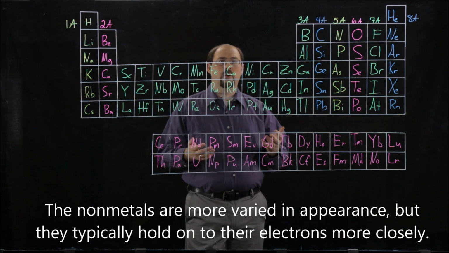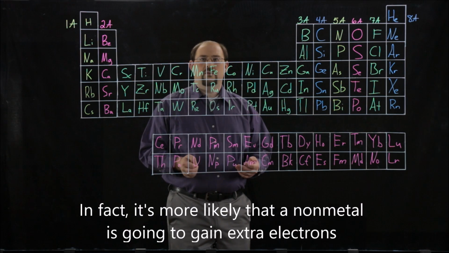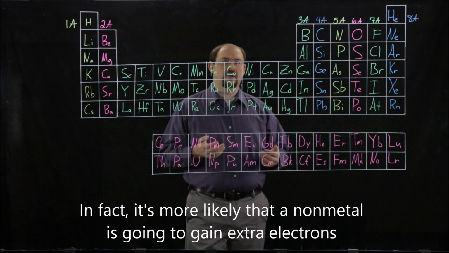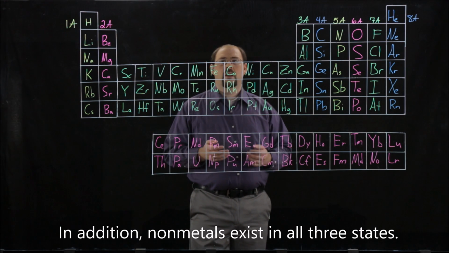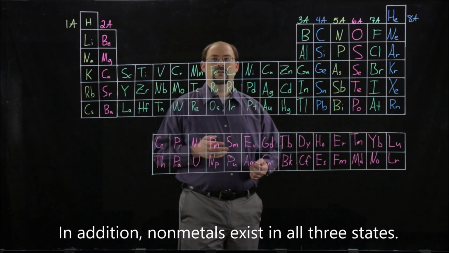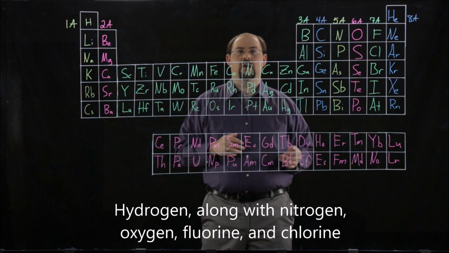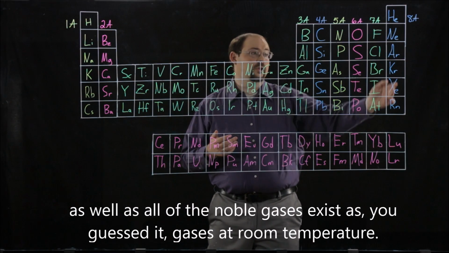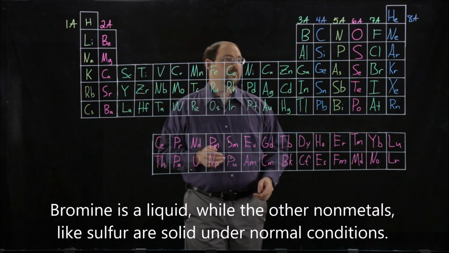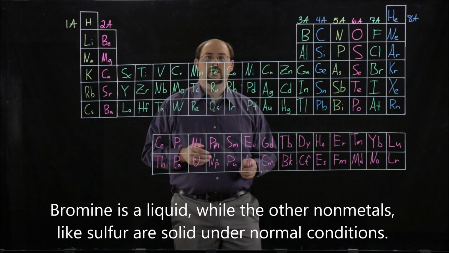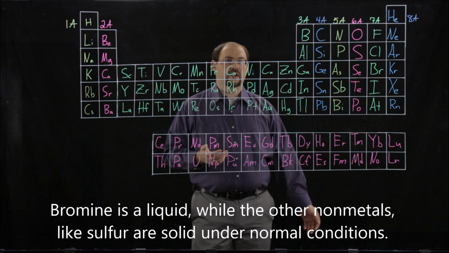Now, the nonmetals are more varied in their appearance, but they typically hold on to their electrons more closely. In fact, it's more likely that a nonmetal is going to gain extra electrons, making them negatively charged. In addition, nonmetals exist in all 3 states. Hydrogen, along with nitrogen, oxygen, fluorine, and chlorine, as well as all of the noble gases, exist as, well, you guessed it, gases at room temperature. Bromine is actually a liquid, while the other nonmetals like sulfur are going to be solid under normal conditions.